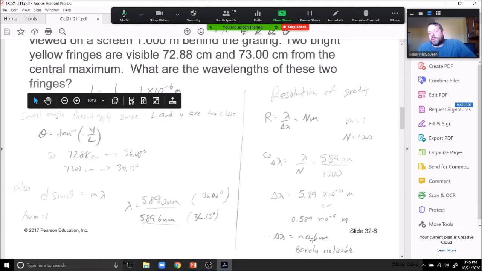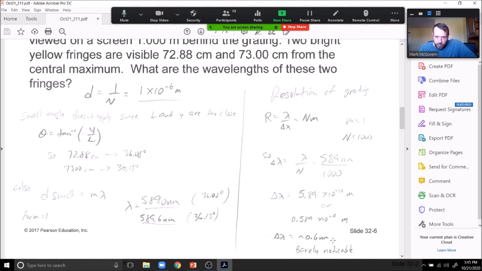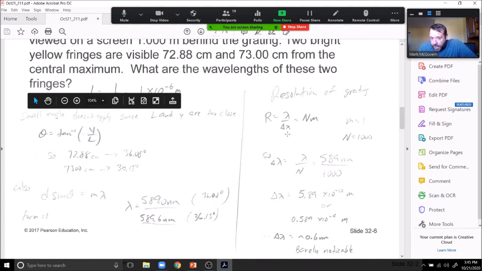The delta lambda comes out to 0.6 nanometers, and what that's telling us is that anything closer together than 0.6 nanometers will blend together. It'll be very difficult or impossible to actually see that there are two separate lines there. Okay, so anyway, lambda over delta lambda equals n times m. M is almost always 1. You put in your resolution here of 1,000, and you go with that.